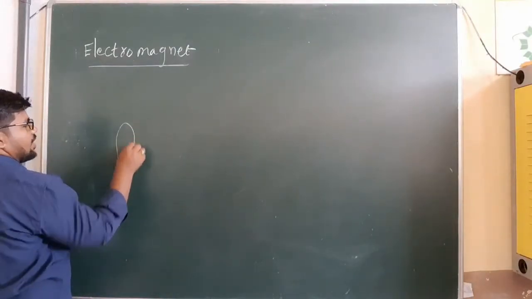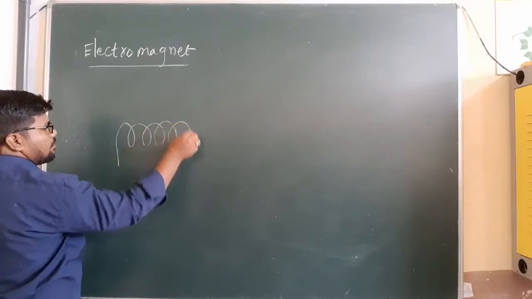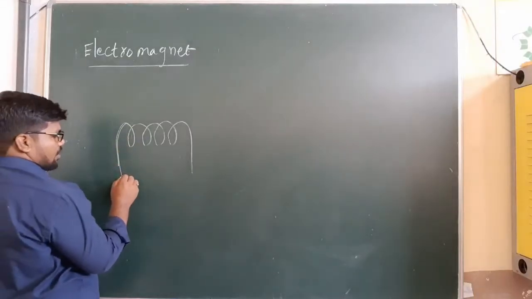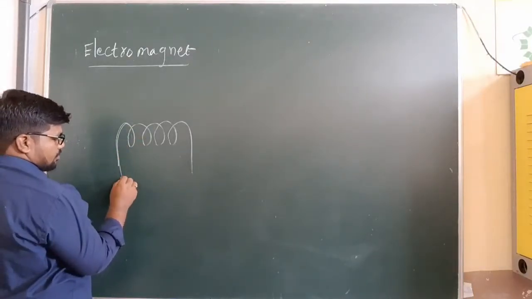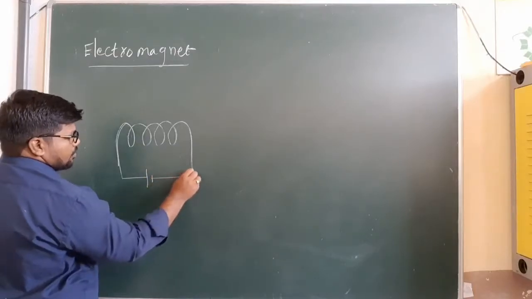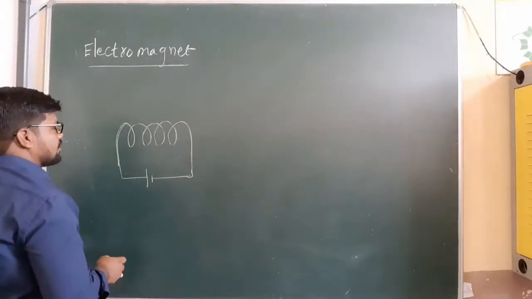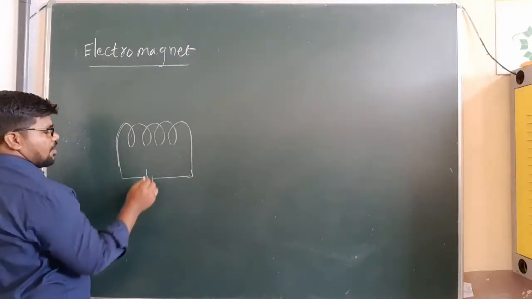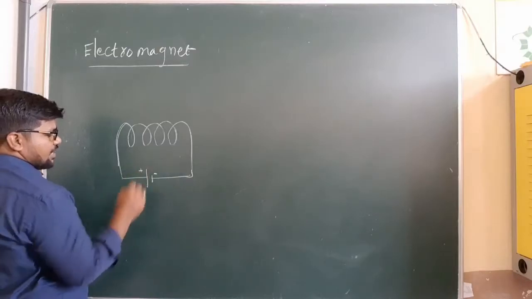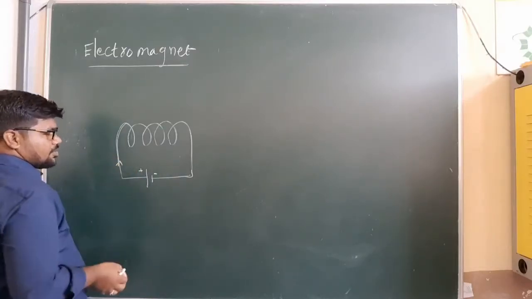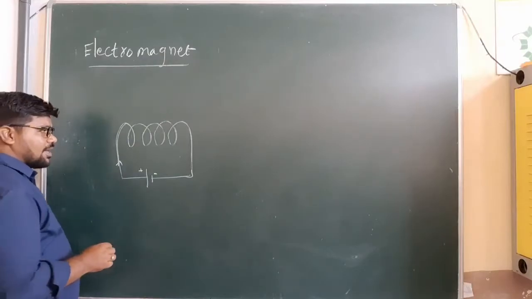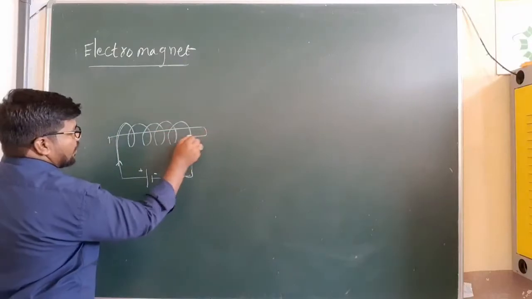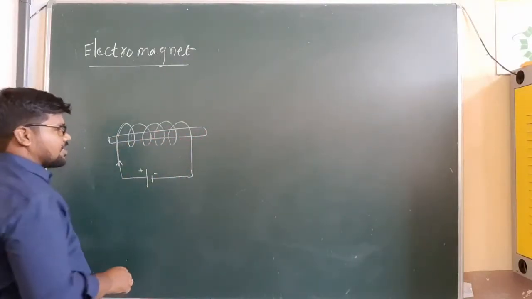Coming to the diagram of an electromagnet. We know that a solenoid is a system of a number of turns, one next to another, made with small gaps. Otherwise, a solenoid is a coil of a large number of turns. If we send current through it, it produces a magnetic field like a bar magnet. So an electromagnet is a solenoid with a soft iron rod placed inside it.